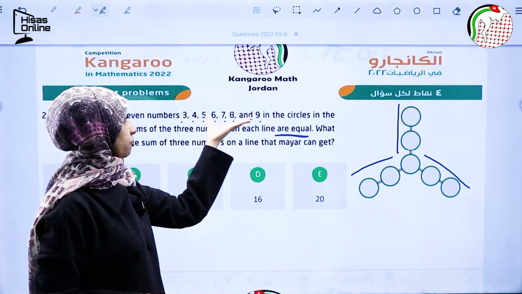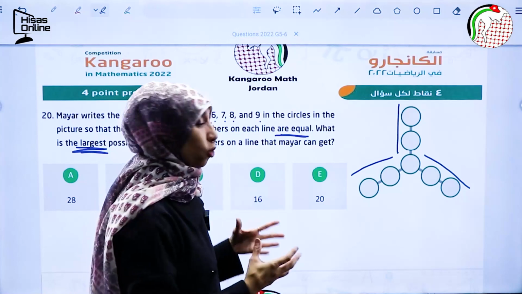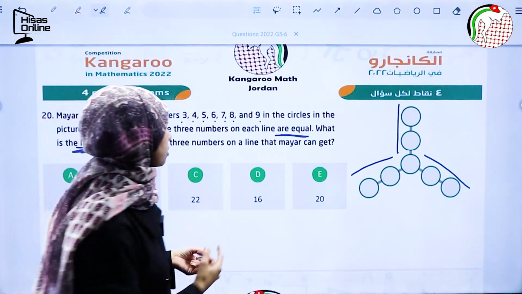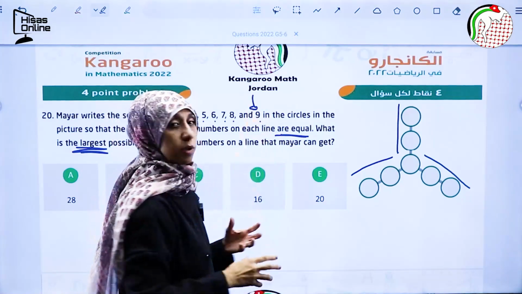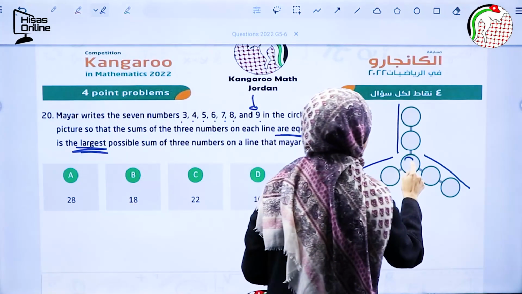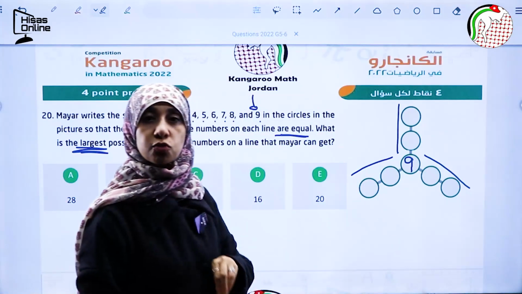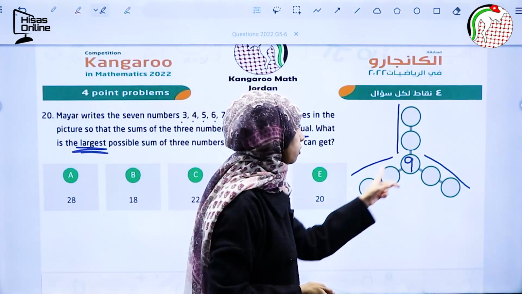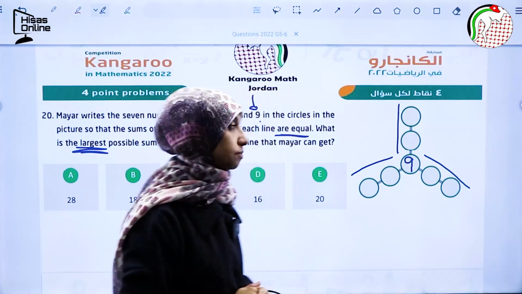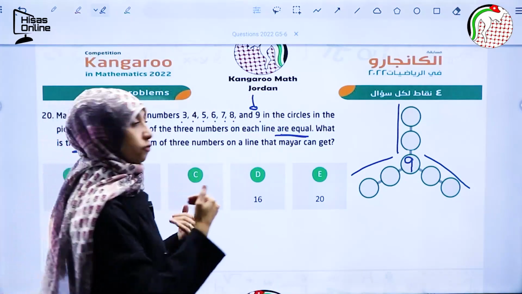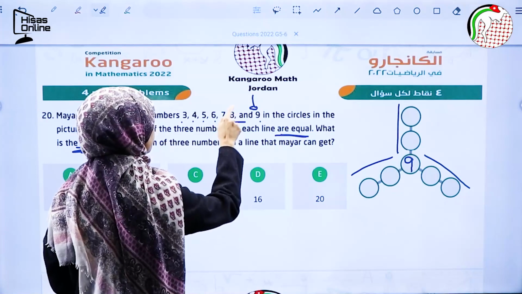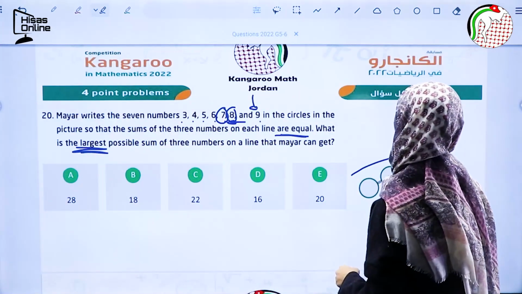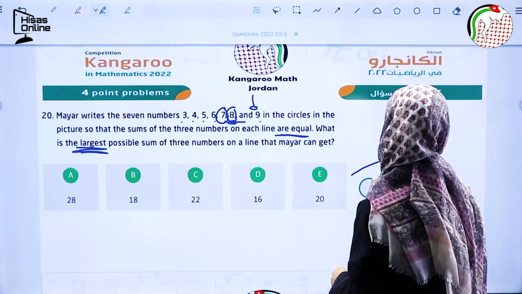I have numbers from 3 up to 9. In order to make the largest possible sum, I must use the largest number in the middle. This is the key here. 9 must be in the middle to be added to the other numbers on the line. Now, you have to move backward. I will choose 7, 8, and 6.